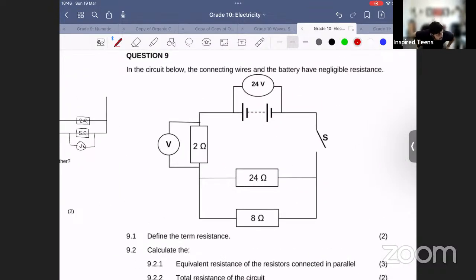Question 9. In the circuit below, the connecting wires and the battery have negligible resistance. Okay, they always ignore resistance, right?